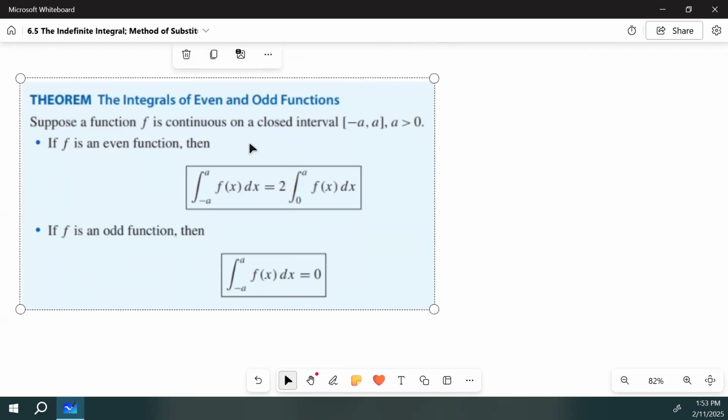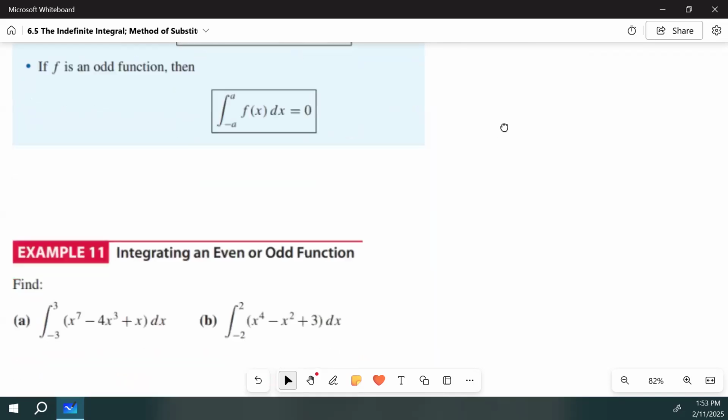If a function is continuous on a closed interval, negative a to a, if f is an even function, then the definite integral from negative a to a is equal to 2 times the integral from 0 to a. And why that's advantageous is because lots of times if one of your limits is 0, it's a lot easier to evaluate, especially if you go from having to plug in a negative number to plugging in 0. But if the function is odd, then that same definite integral is equal to 0, and you can think of that as the regions cancel each other out.